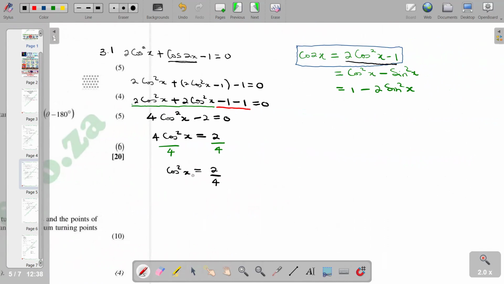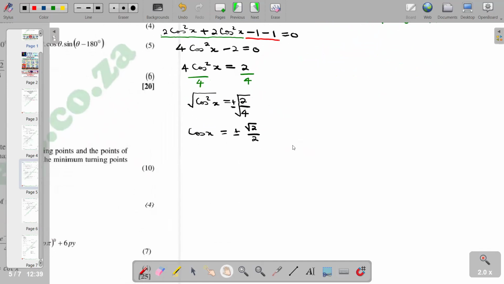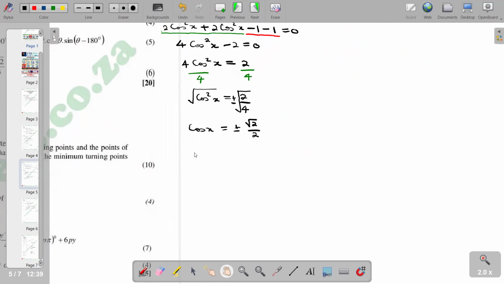Then from here, it means we find the square root both sides so that we have cos x, but here it's going to be positive or negative. So when we simplify, we are going to have cos x being equal to plus or minus square root of 2 over 4, or so that you don't make errors, you can use your calculator. It was going to give you root 2 over 2.